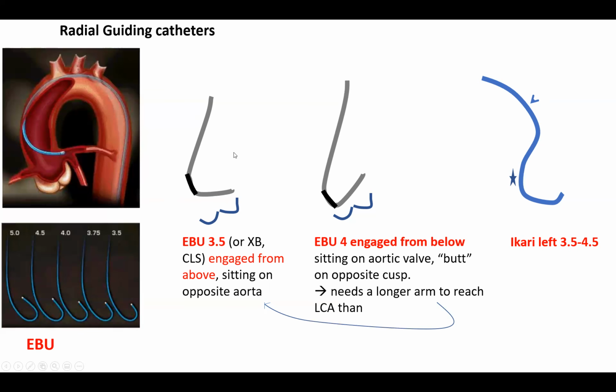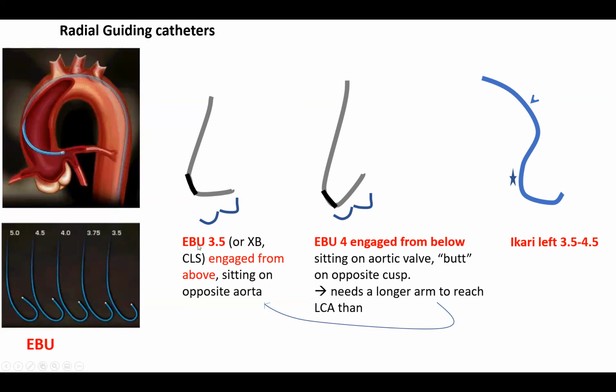Those guiding catheters, like the Judkins left catheter, can be engaged from above and be positioned on the opposite aortic wall, or they can be looped from below and be positioned on the opposite aortic wall, but also on the aortic valve. That looping from below provides extra support because you have the double support of the valve and the aortic wall.